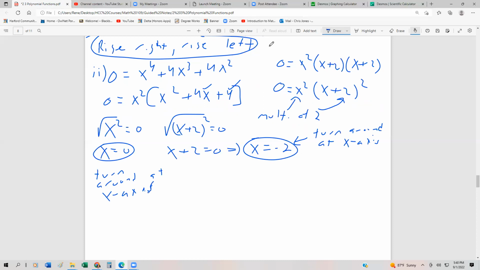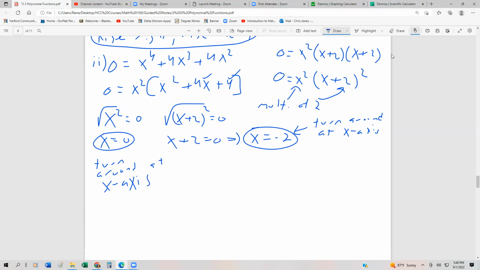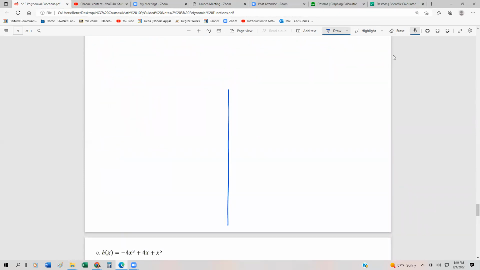Now we can start plotting a few of these points. That should say x-axis. Sorry, I tucked it right on the screen. When we graph these, let's make ourselves a graph. Remember, we said that our intercepts occur at 0 and at negative 2, and it's just going to turn around at those points. We know that the long-term behavior is going to go far left, far right. We can also find a few more points, and we will do that in a little bit.